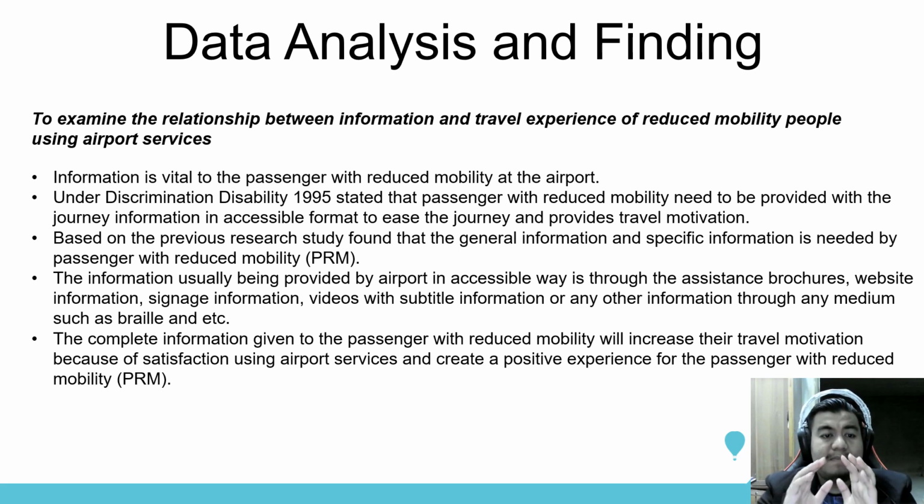Based on previous research studies, general information and specific information are needed by passengers with reduced mobility. The information is usually provided by the airport in an accessible way, through the assistant broker, website information, signage information, videos with subtitles, or any other medium such as braille. The complete information given to the passenger with reduced mobility will increase their travel motivation because of satisfaction using airport service and create a positive experience for the passenger with reduced mobility.